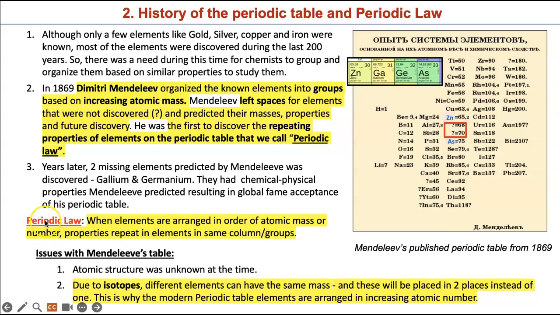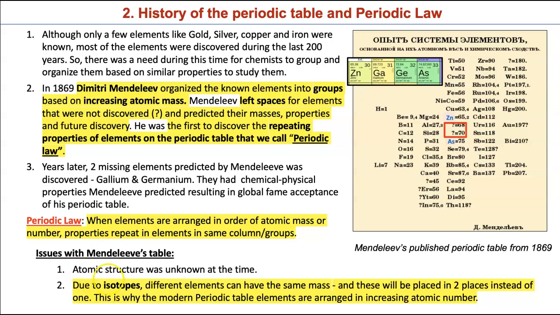So remember, the word periodic law means that when elements are arranged either in order of atomic mass, like in Mendeleev's periodic table, or atomic number, like our periodic table in modern times, the chemical and physical properties of elements repeat in columns and groups. We call this periodic law.